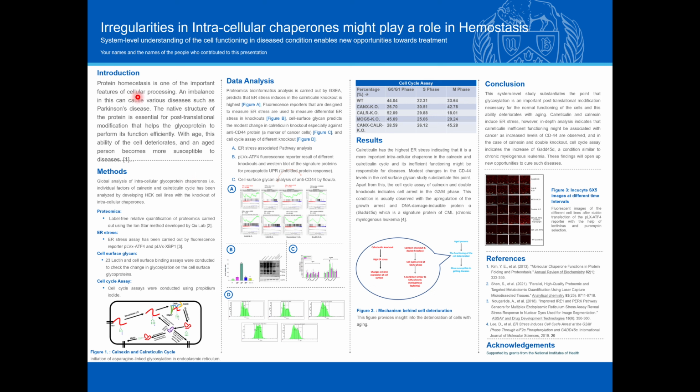why protein hemostasis is important. Protein hemostasis is important for maintaining the equilibrium, the appropriate amount of proteins within the cells for cellular processing, and any imbalance will lead to disease. One such example is Parkinson disease. So what happens in Parkinson disease? The amount of dopamine gets reduced.